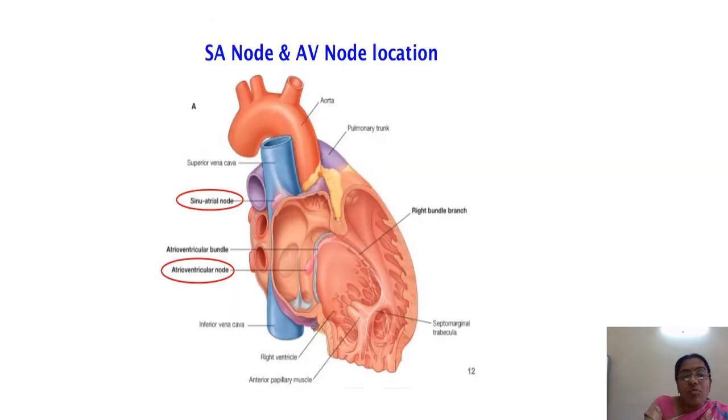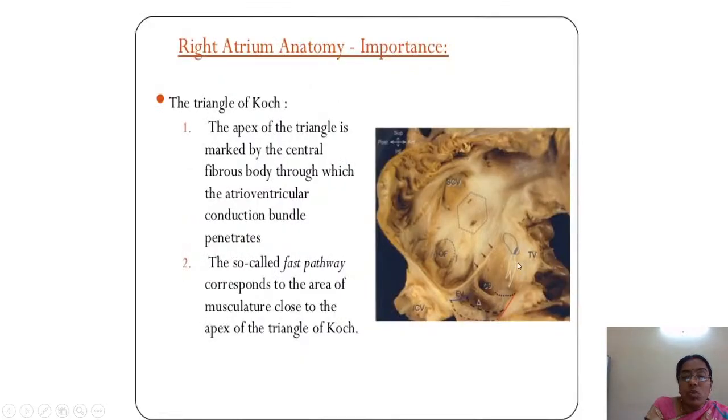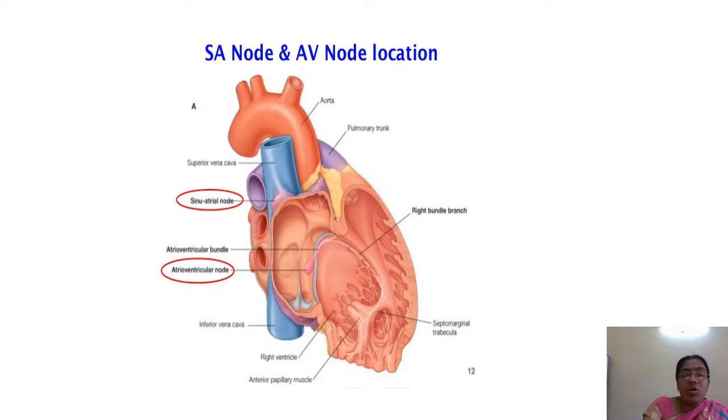So this is the triangle of Koch, and now the importance of the triangle of Koch. What is present in the triangle of Koch is the AV node, which is one of the pacemakers of the heart. There are some pacemakers such as the SA node, AV node, and Purkinje fibers. The triangle of Koch includes the AV node. So the AV node is situated in the triangle of Koch. This is the importance of the triangle of Koch.